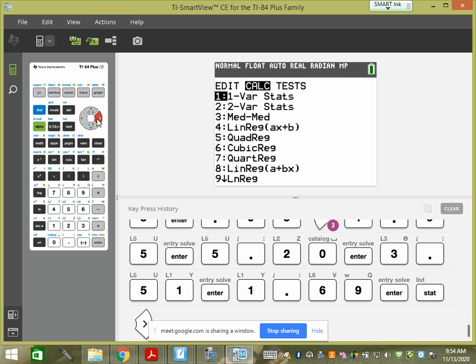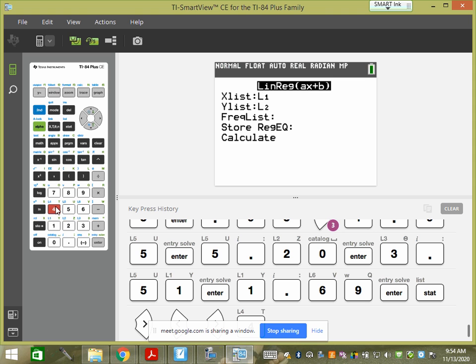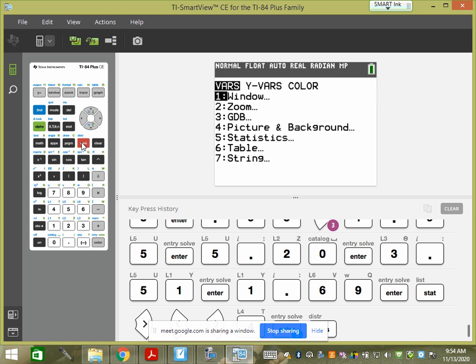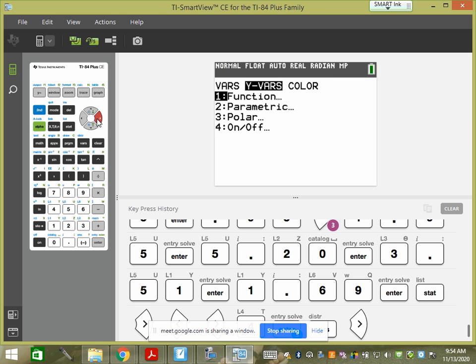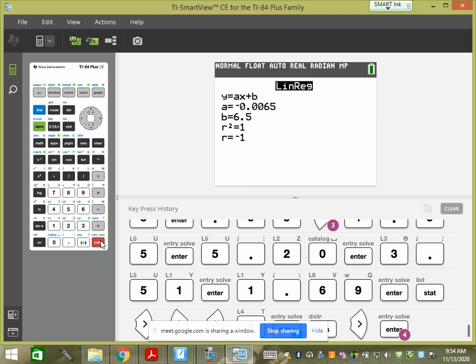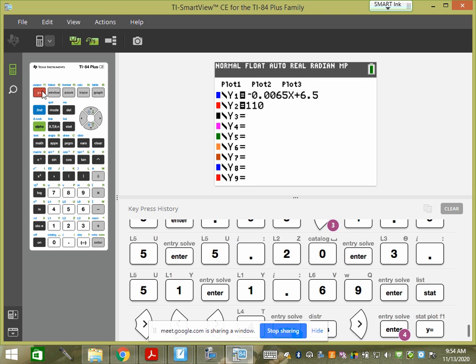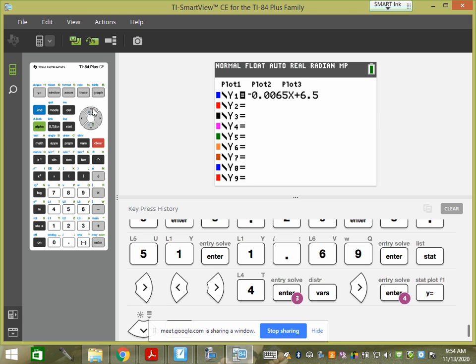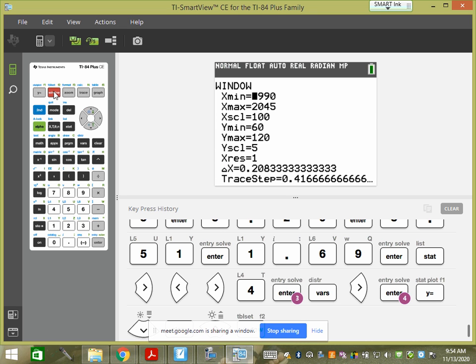Stat, calc, 4. Enter, enter, Y bars. So we look at our window and make sure it's in there. I'm going to clear up my Y2. Does everyone have that in their Y equals? Then we go to window.